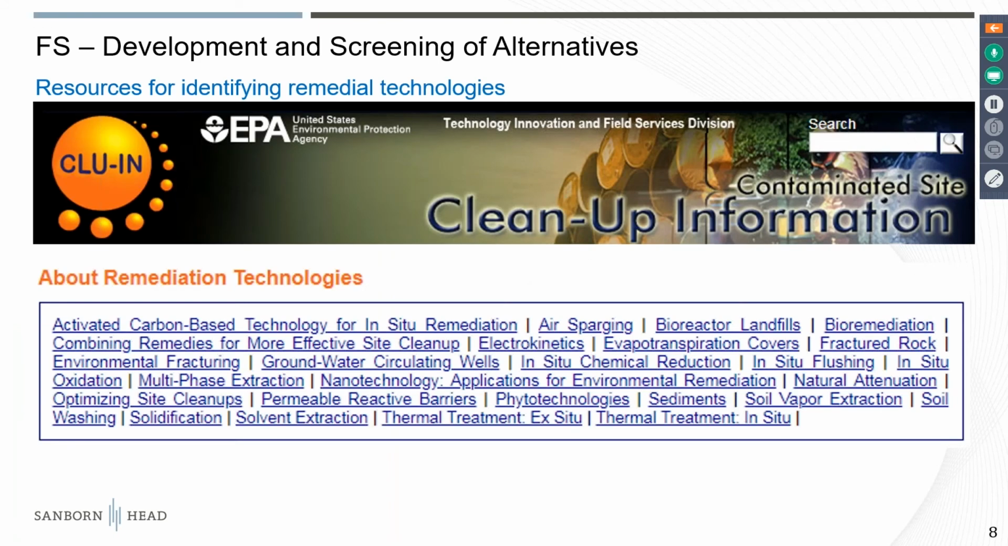And this is just a screenshot from the cluein.org website, EPA's website. They have a lot of different technologies listed here, and you can click on any one of these links and get to a whole series of reports, performance reports, cost reports. It's really an excellent resource when you're investigating a technology that you might not have too much familiarity with, and you can really get back to the basic documents that support it.